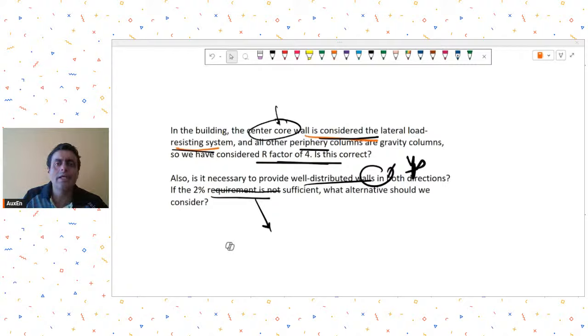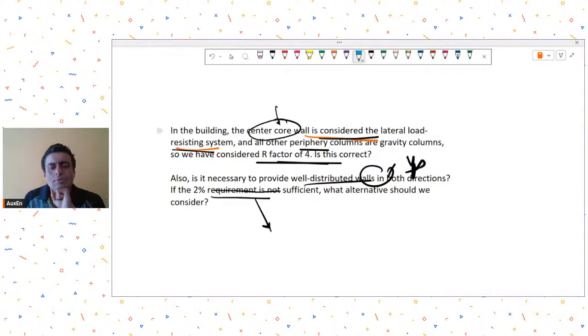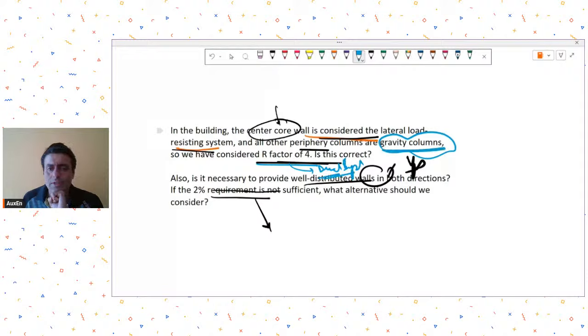Anyway, assuming that he has provided core walls in the center, and he has taken or assumed all the columns on the periphery to be gravity columns and taken R factor of 4. I think it is for dual frames or what, I am not sure. This R factor of 4 is for dual systems. But if it is a dual system, I don't think it satisfies your question requirement. Or maybe this is the structural shear wall system for which R is being taken as 4.